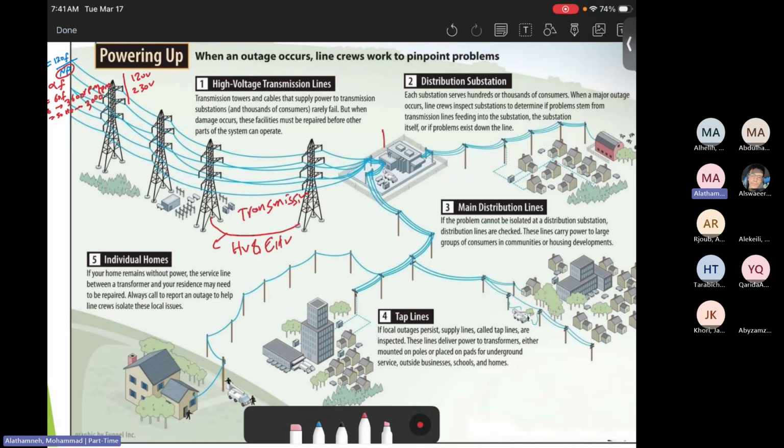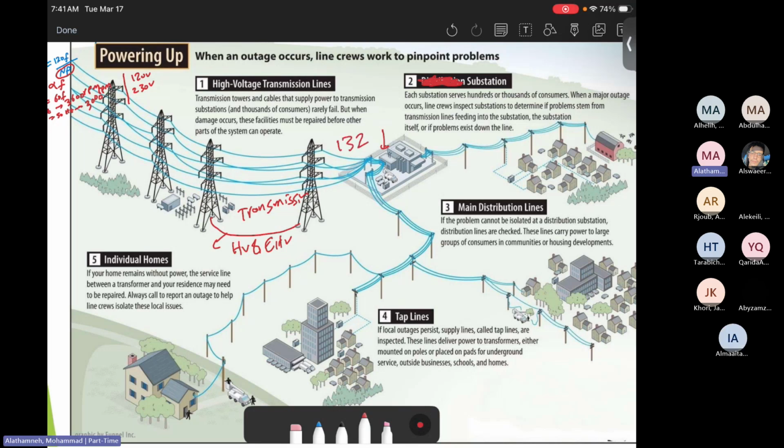Then there's a distribution substation here. It's called a distribution substation, but I disagree with this definition. It's not distribution, it is a substation associated with the low voltage. So this substation, let's assume this is 132 kilovolts, will convert it to 33 kilovolts.